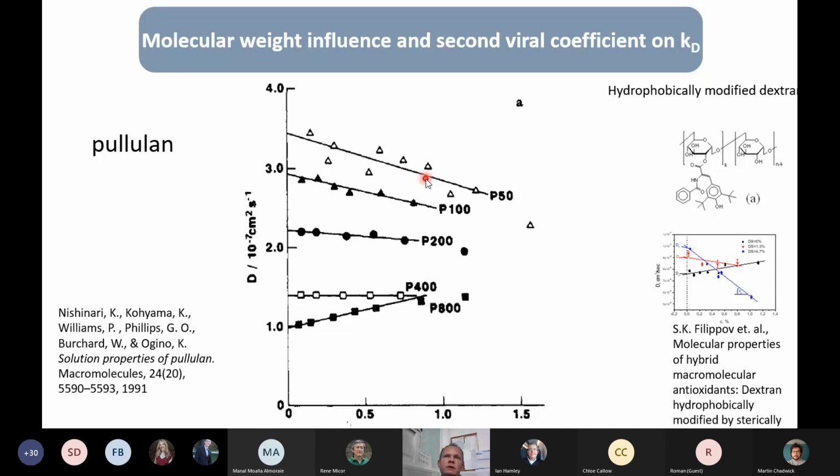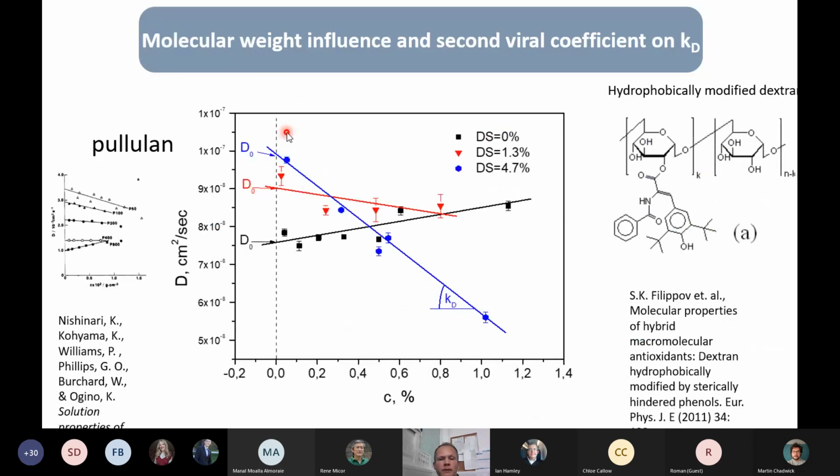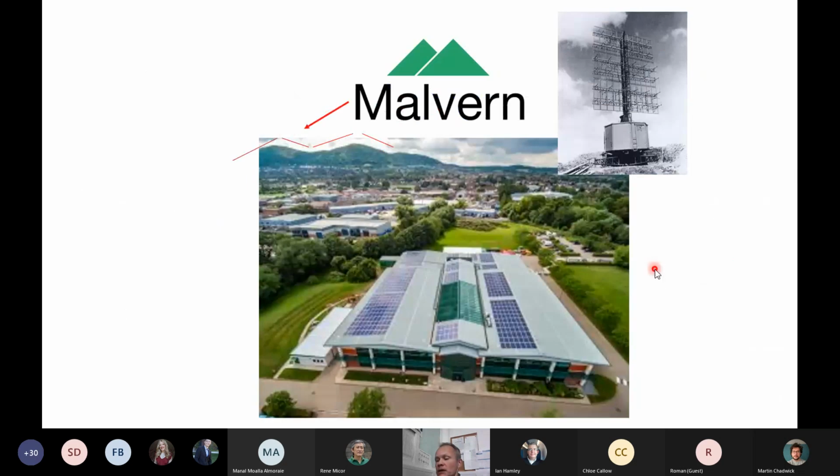To get the correct value, you have to measure the diffusion coefficient at several concentrations and then extrapolate to infinite dilution. From that, you get the true diffusion coefficient, and from the Stokes-Einstein equation, you can get the real hydrodynamic radius. Okay, so some hints.